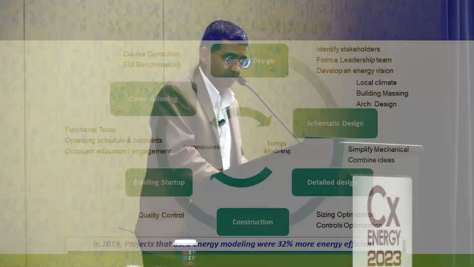In the conceptual design, we look at stakeholders and the leadership team, and we want to make sure the OPR has the intended energy goals or vision put into place. We look at the local climate, the building massing, and architectural design. It all goes into the modeling, which helps determine how best to position and locate the building, and to look at energy efficiencies.